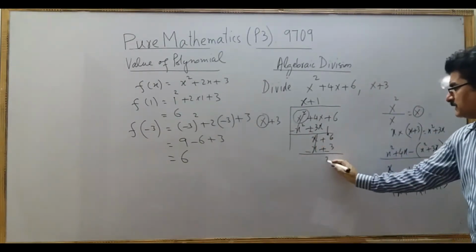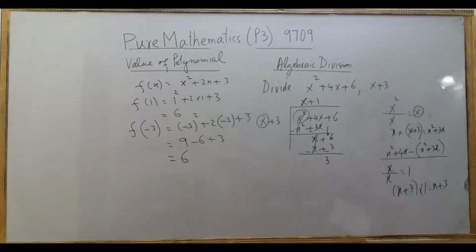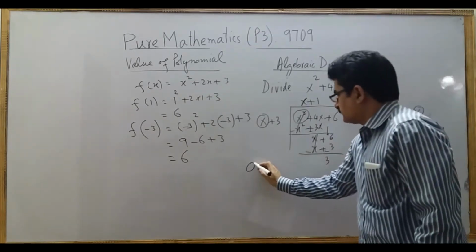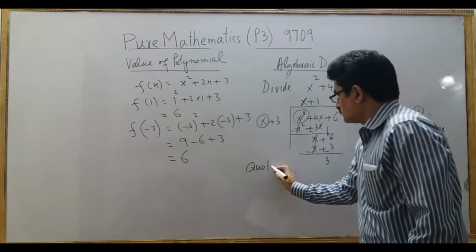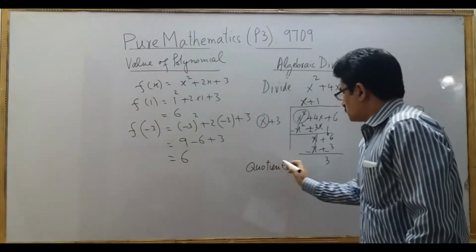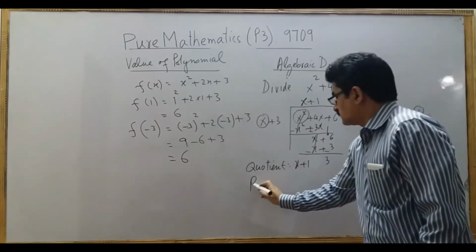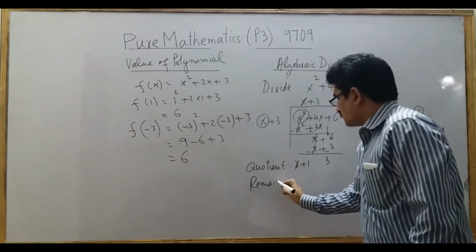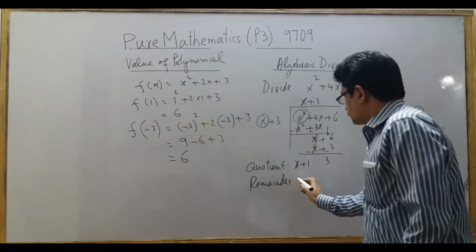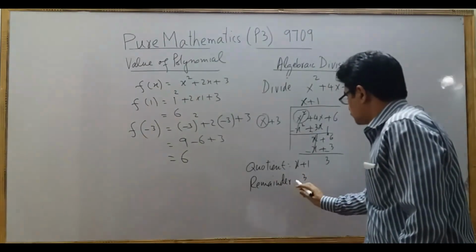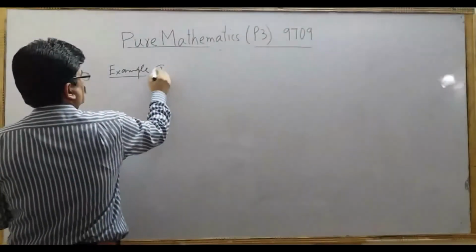And 6 minus 3 is 3. So our quotient, if I want to write it, is x plus 1, and the remainder is equal to 3. Example 2.